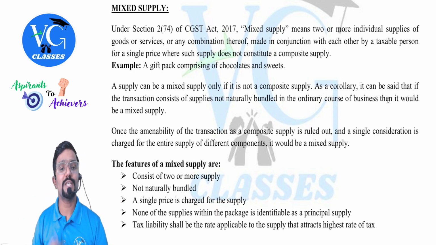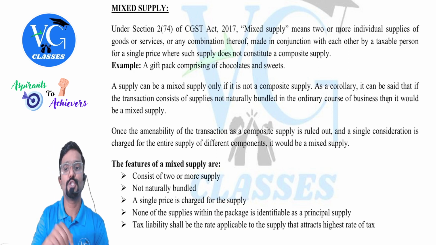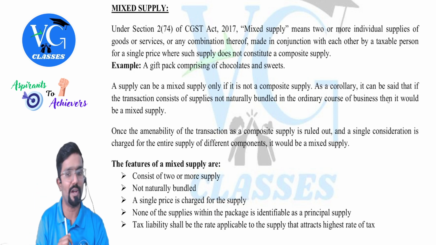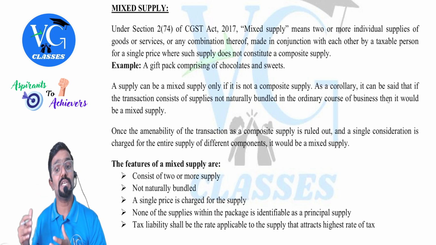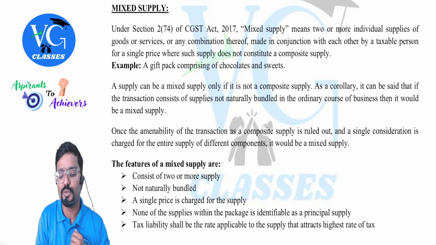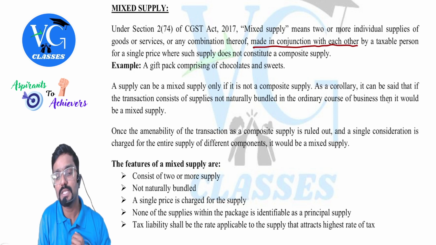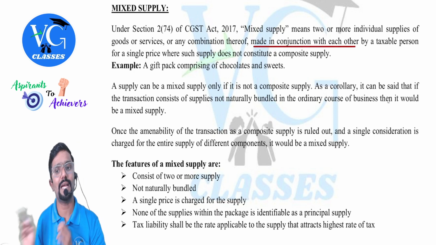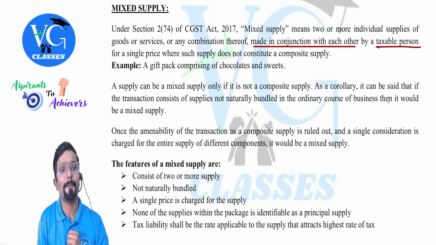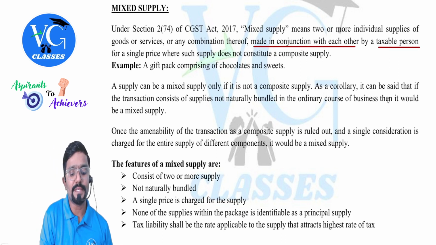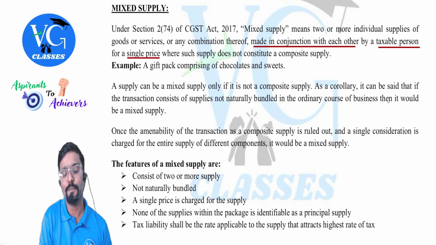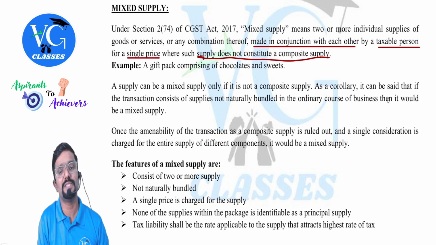Under section 2 clause 74 of the CGST Act, mixed supply means two or more individual supplies of goods or services, or any combination thereof, made in conjunction with each other. Guys, conjunction means what? Supplied together. By whom? Taxable person. Okay. For a single price where such supply does not constitute composite supply. Means at the end they told one simple line.